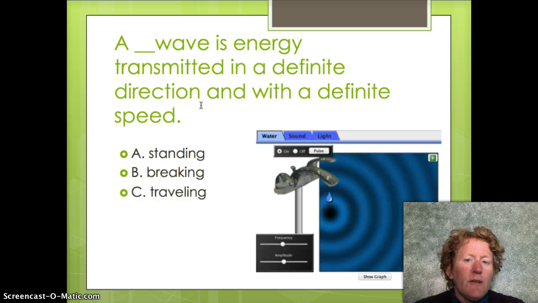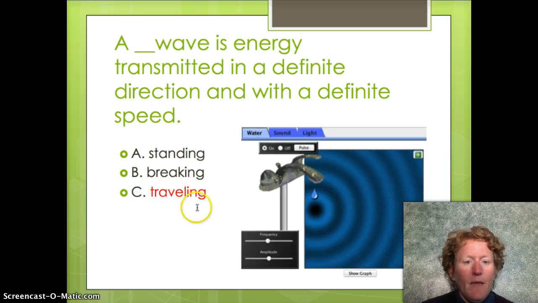A wave is energy transmitted. A blank wave is an energy transmitted in a definite direction and with a definite speed. Here's a picture of water dripping into a sink full of water. And is that a standing, a breaking, or a traveling wave? If you said traveling, you're absolutely correct.